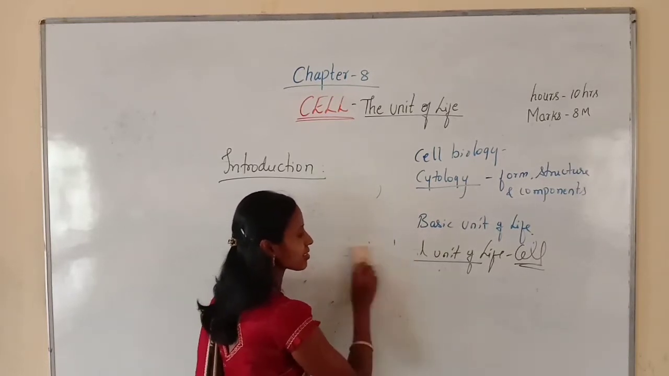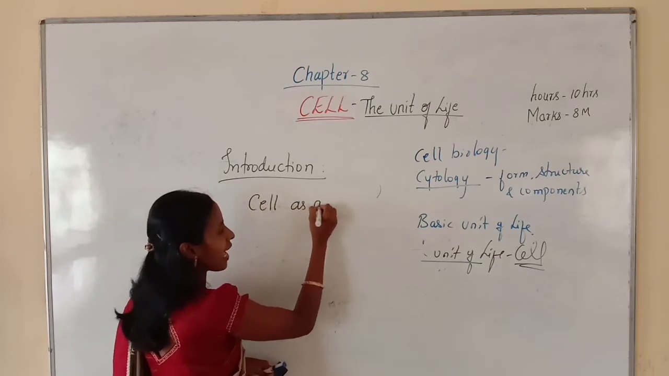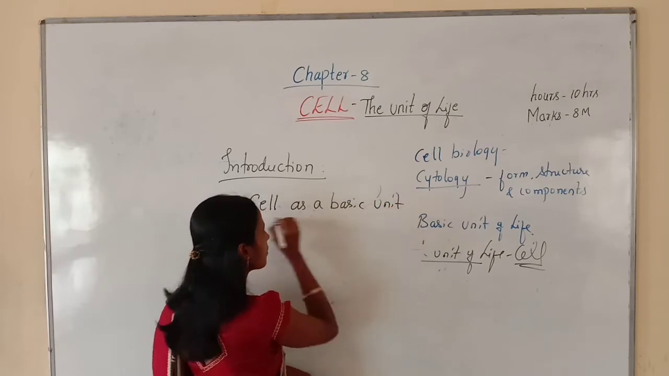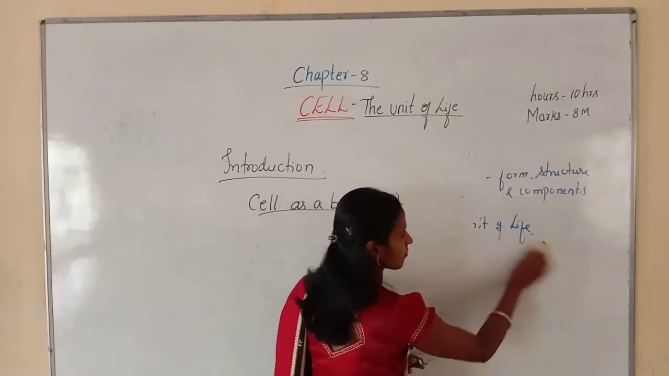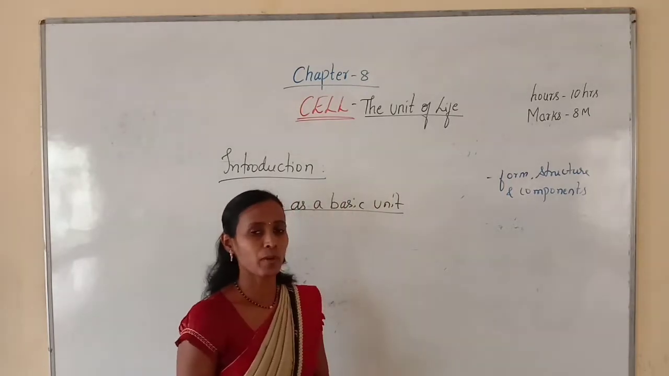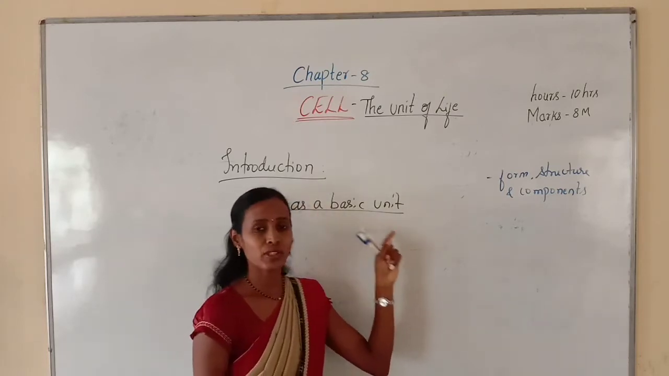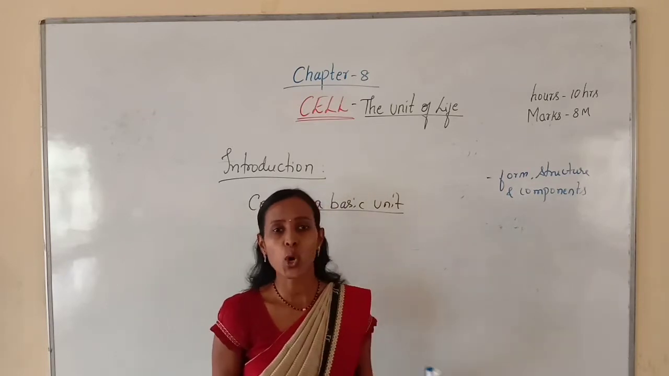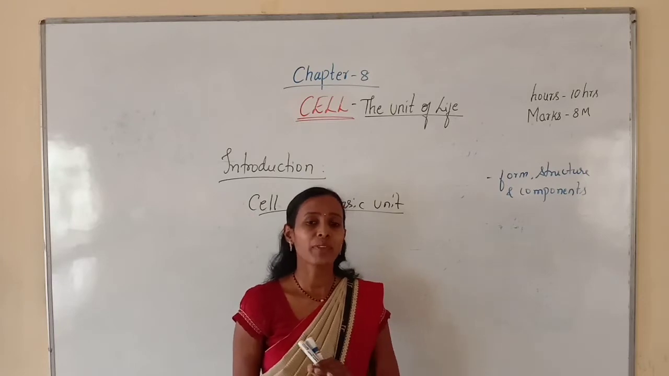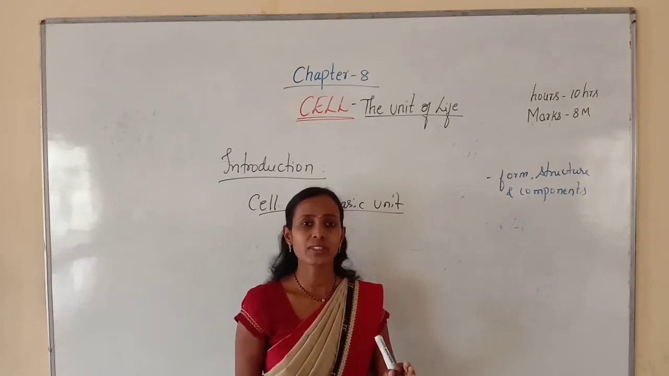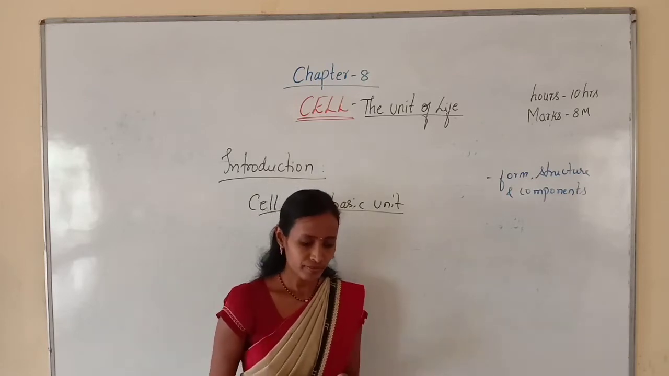Next we will see the cell as a basic unit. Why is the cell considered as a basic unit? That is important. Why is the cell considered the basic unit of life? As I said, all living organisms are made up of cells and life exists only in the form of cells. That's why the cell is the basic unit of all living organisms, and no living organism can have life without being cellular. Without cellular organization, it is not considered living. If you want to consider an organism as living, it should have the basic unit called a cell.